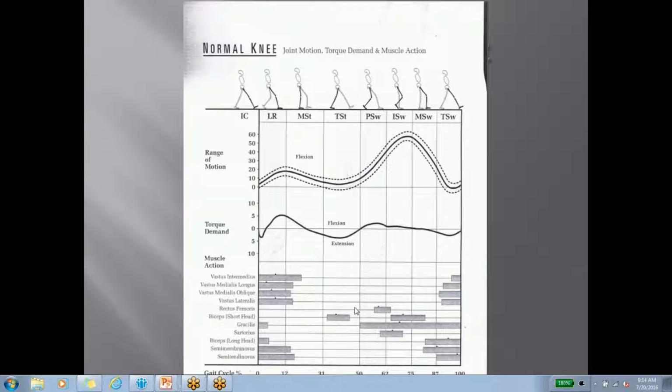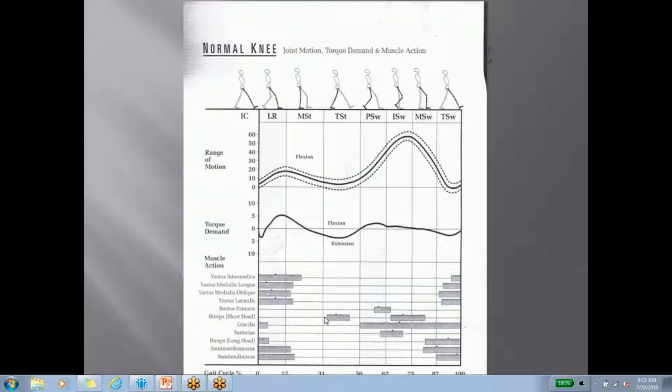All right, so then we have a little blip of the short head of the biceps in here, and you're thinking, well, I wonder why that is. Well, this was kind of a surprise when they did the dynamic EMG studies, and the consensus is the reason this occurs is it's helping to protect the posterior aspect of the knee joint, because the short head of the biceps only crosses the knee.